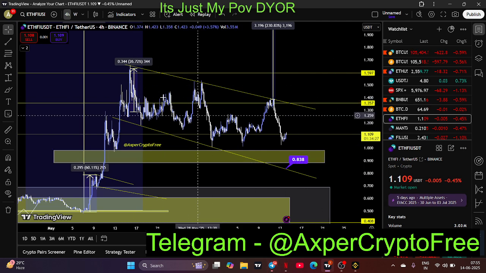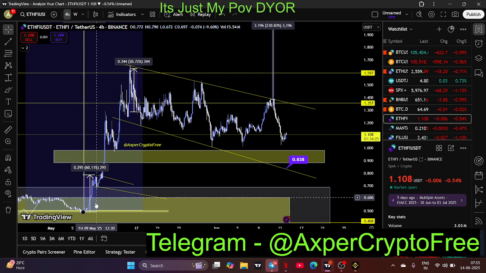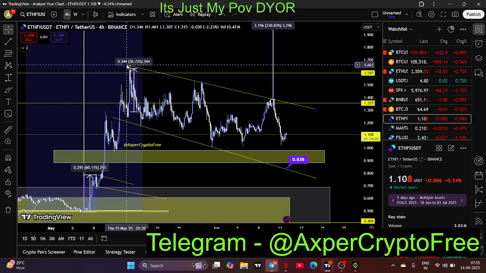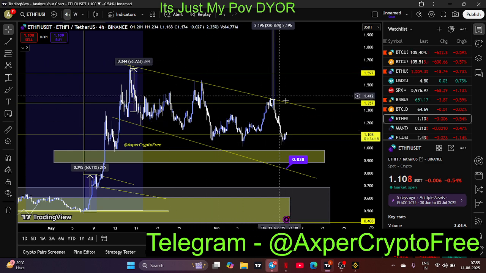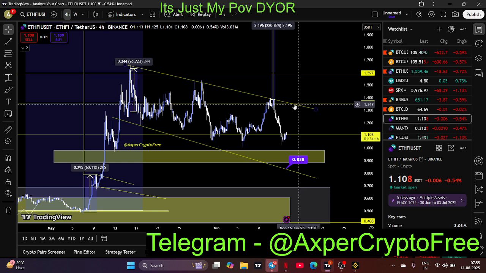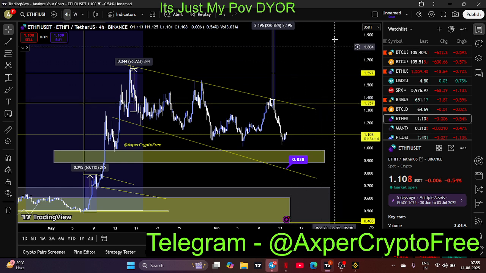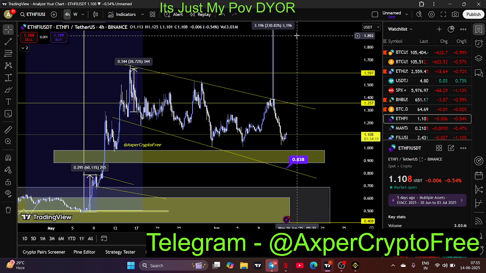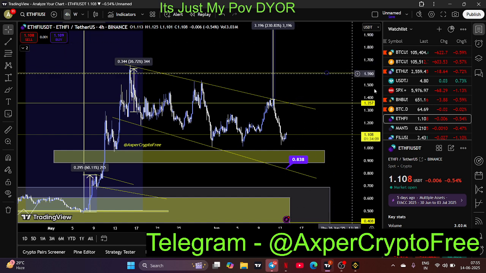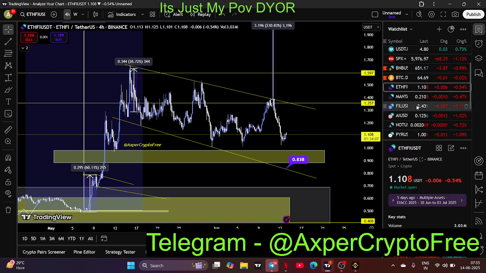You know, guys, it's a bull flag, and from the top, from the high, it is going to 220%. It means once it breaks out of $1.34, we are going to see EtherFi in the $4.70 range.